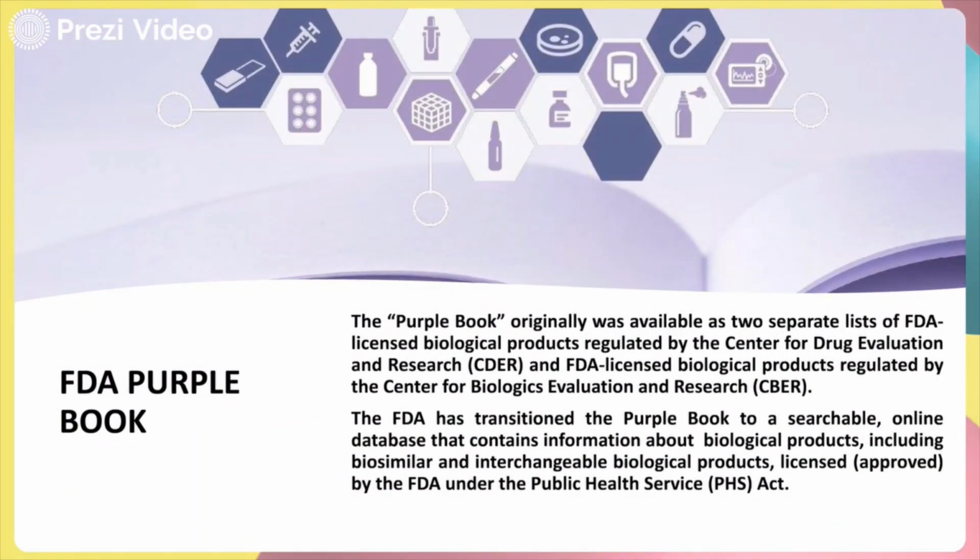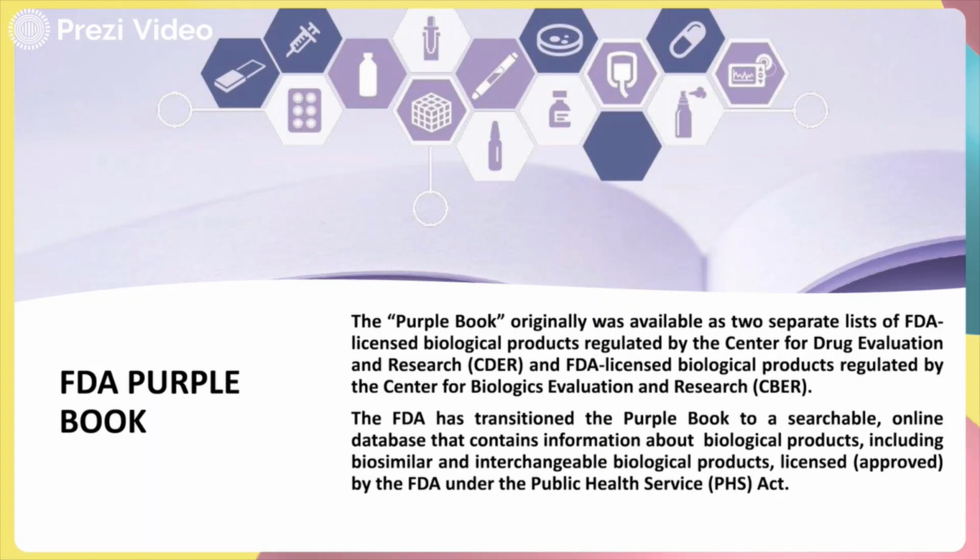Now again, there are two agencies, CDER, the Center for Drug Evaluation and Research, and CBER, the Center for Biologics Evaluation and Research in the US. The Purple Book was originally available as two separate lists of FDA licensed biological products. One list was issued by CDER and another list was issued and regulated by CBER. But now both lists have been omitted and you have a database. The FDA has transitioned the Purple Book to a searchable online database.